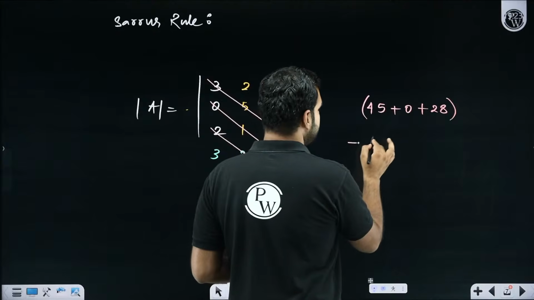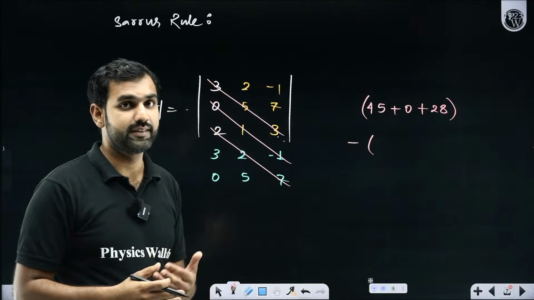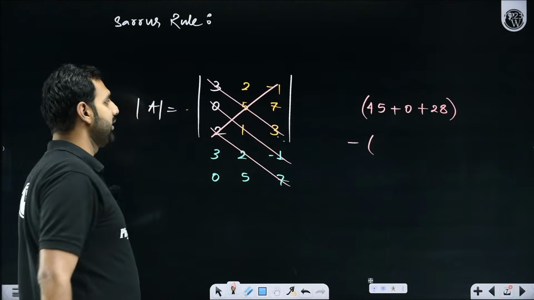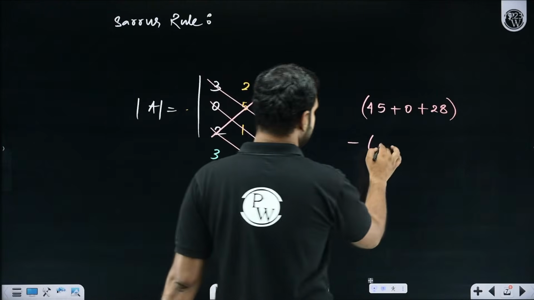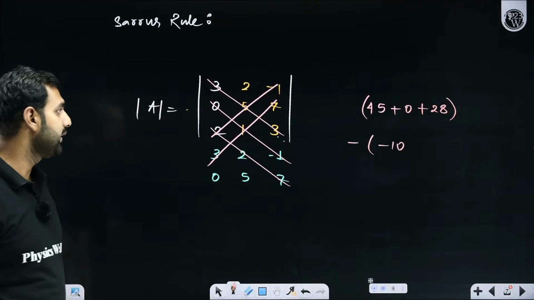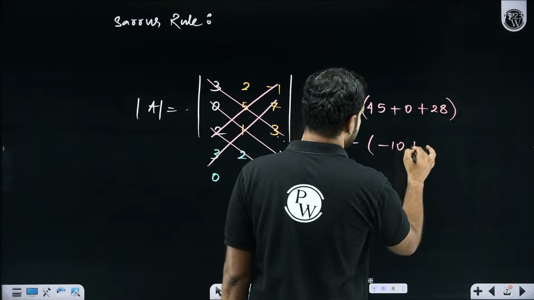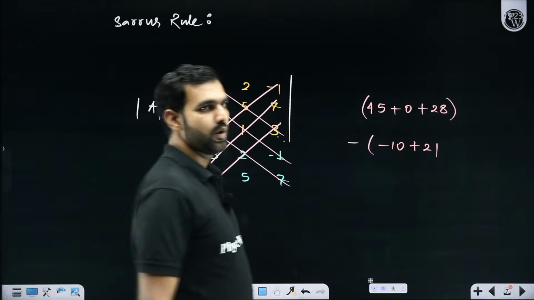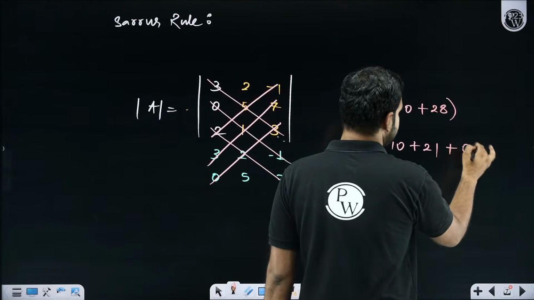From this P, I'll be subtracting the other three products, which are going to be minus 1, 2 and 5, that I think is minus 10. Yes or no, everyone? This is going to be 7, 1, 3, which is of course going to be plus 21. And then it is going to be 3, 2, 0, which of course is going to be 0.